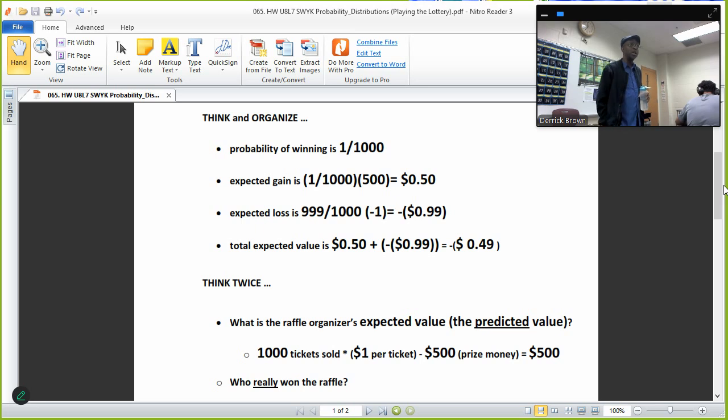Now what's the only thing that might diminish the raffle organizer's expected value? Well, you got to sell all the tickets, right? But do you think they're going to sell all the tickets? I think they are. You know why? Because people don't understand math and people don't understand expected value. So if you have a chance to win $500 by giving up $1, you're going to do it. Why do I know you're going to do it? I've seen it happen too many times to think anything else is going to happen.